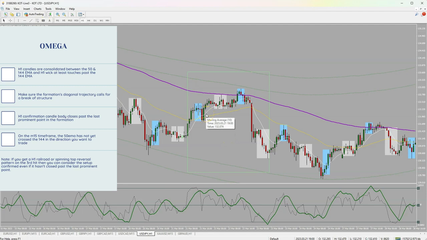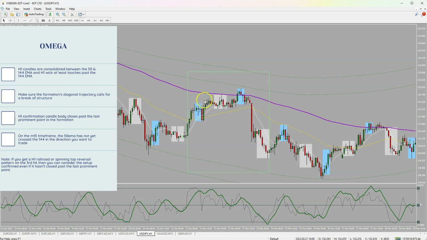And then I will say too, on this one, you don't necessarily have to worry about trajectory if you get this type of setup. So if you get a setup where the third hit is a railroad pattern, you don't have to worry about that rule. All you're worried about is that the candles are consolidated between the 144 and the 50 EMAs. You can count 3 hits to the high on this one.